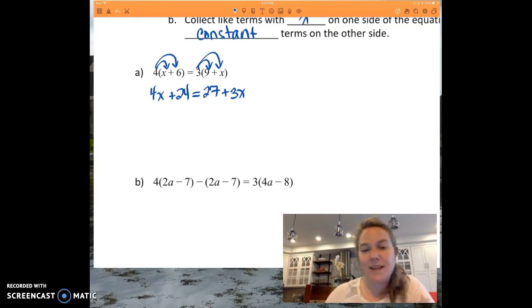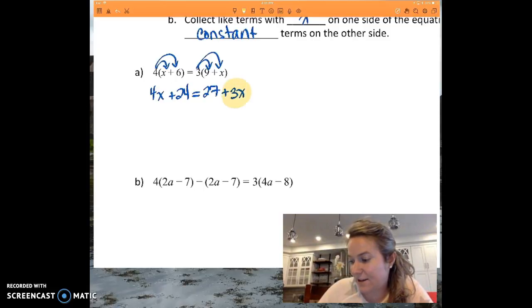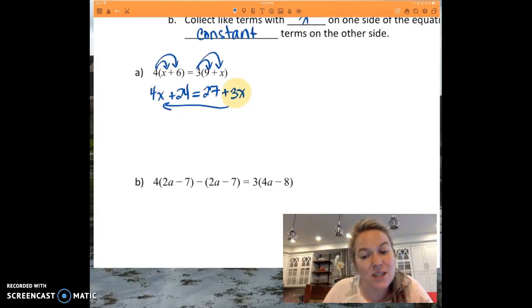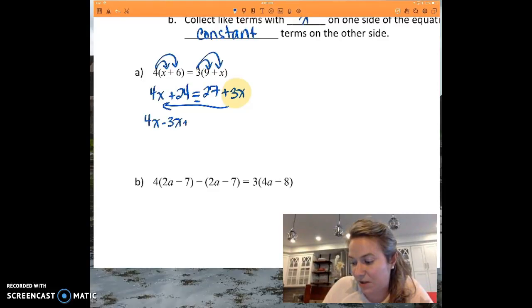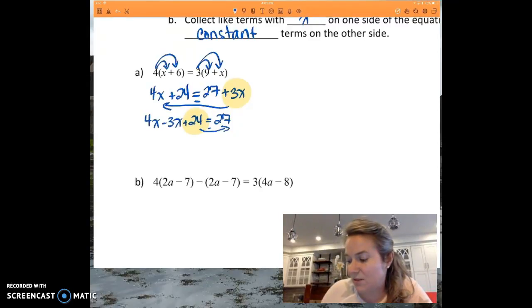So let's work it out. We need to get all the x's on one side, so we're going to use inverse operations. We're going to look first at that 3x. I'm going to move it over to this side, and it's an addition question, so it's going to become a subtraction question. So I'm going to have 4x minus 3x plus 24 equals 27. Now I need to get rid of the plus 24, so I'm going to move it across. It's an addition question, so it's going to become subtraction. I'm going to get 4x minus 3x equals 27 minus 24.